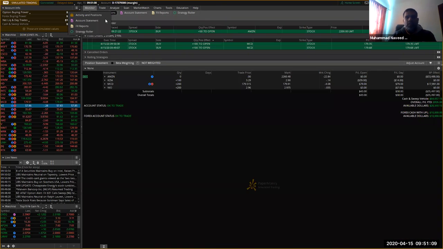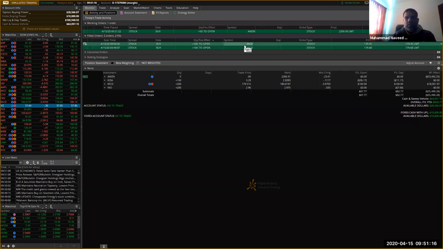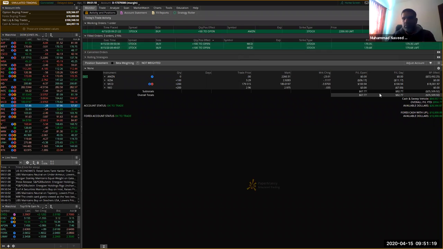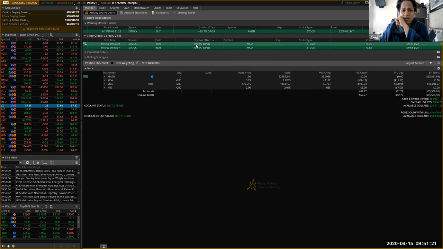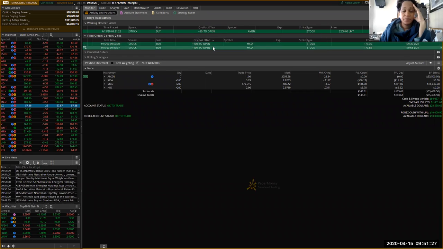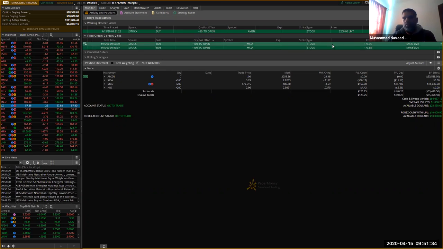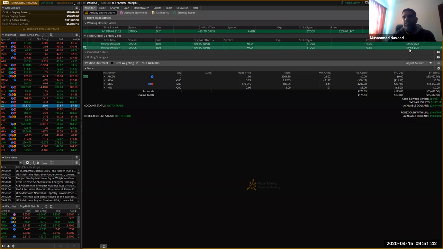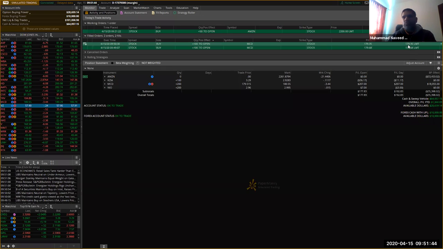Then we go under monitor, activities and positions. So our position is that we now have 200 stocks of McDonald's. Oh, you changed it to 200? Well, I ordered two. I ordered twice. Okay, the second time I actually did. So the first one I bought at once. Which one was the first one? This one was the first one at the bottom, 179.68. The next time I purchased it was 179.35.